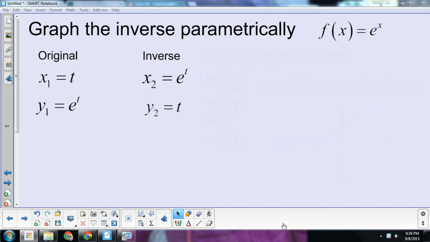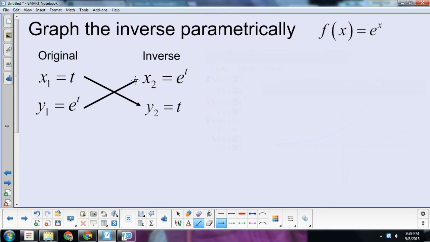Now, if I wanted to graph the inverse of that parametrically, remember the inverse is simply swapping the domain and range, swapping the input and the output. So you'll notice what I've done here. I've taken what had been the x equation and made it the y equation. So now instead of x equaling t, y is equal to t. And I switch out the y equation with the x equation. Instead of y equaling e to the t, x is equal to e to the t.